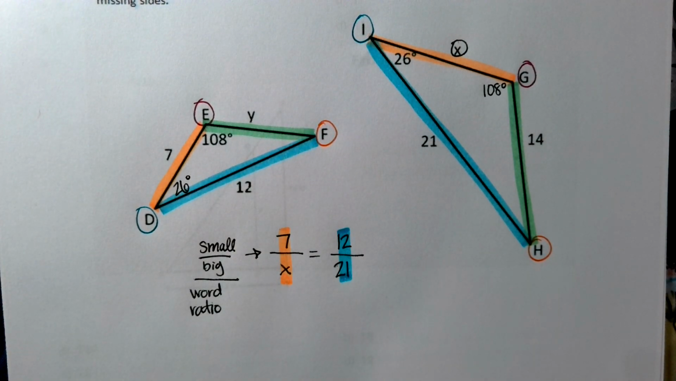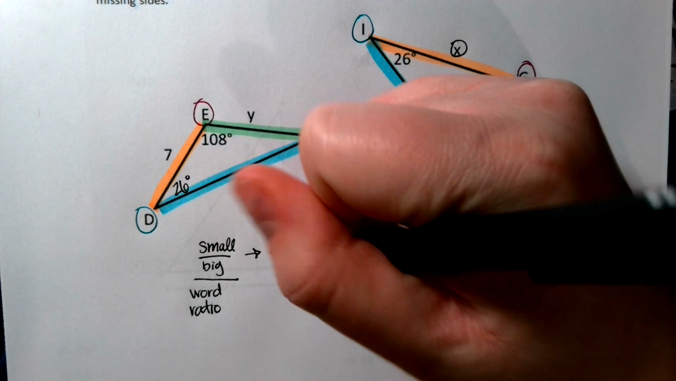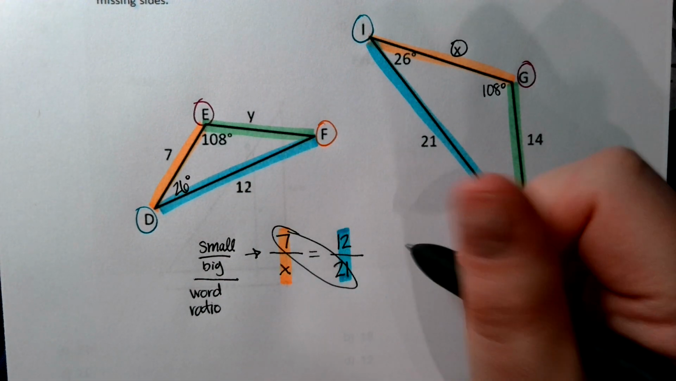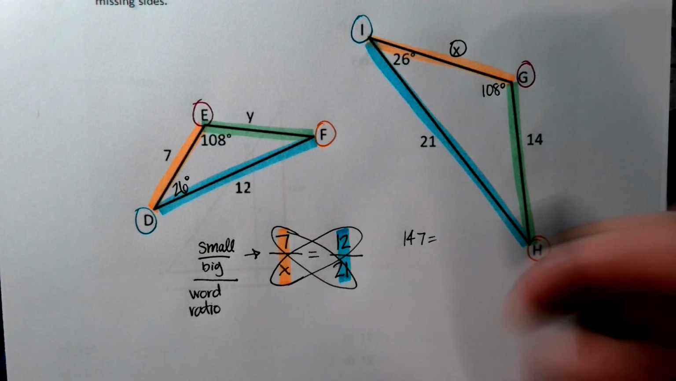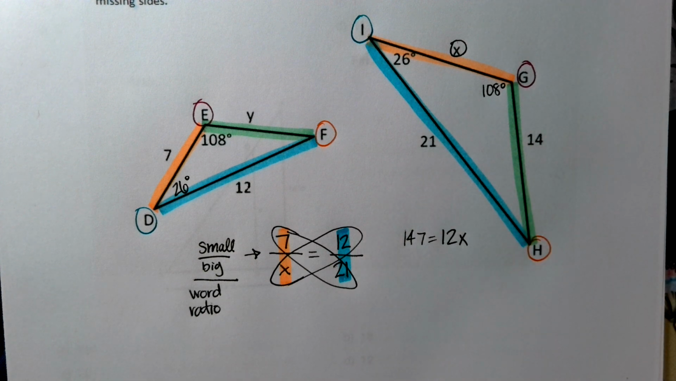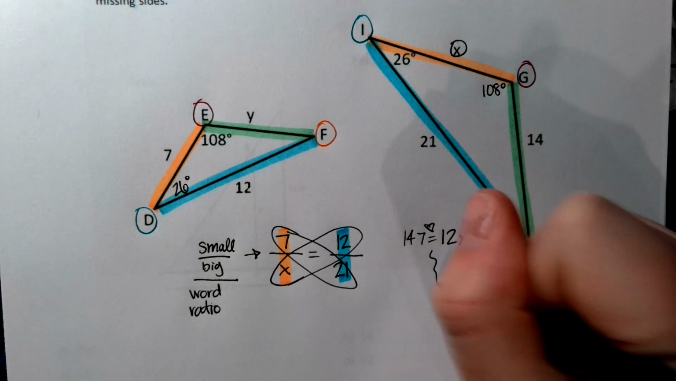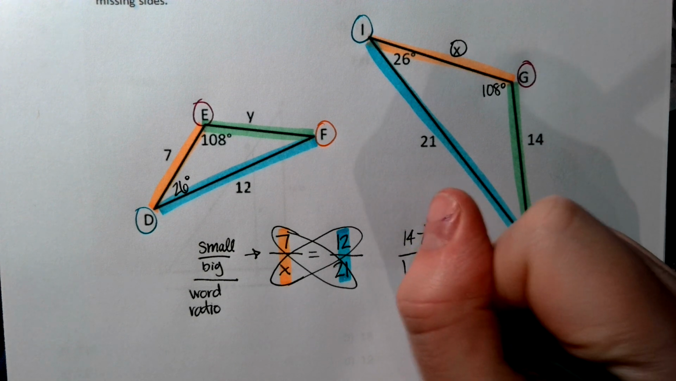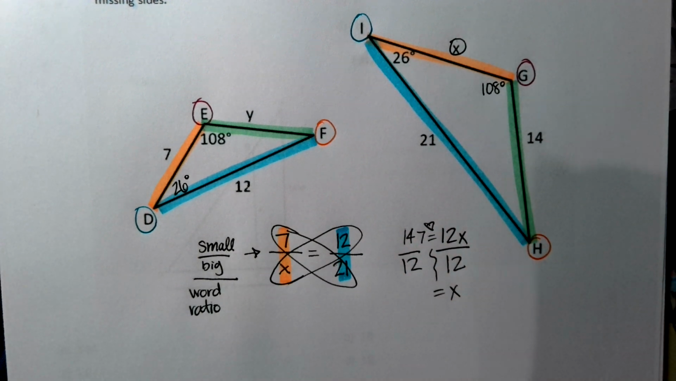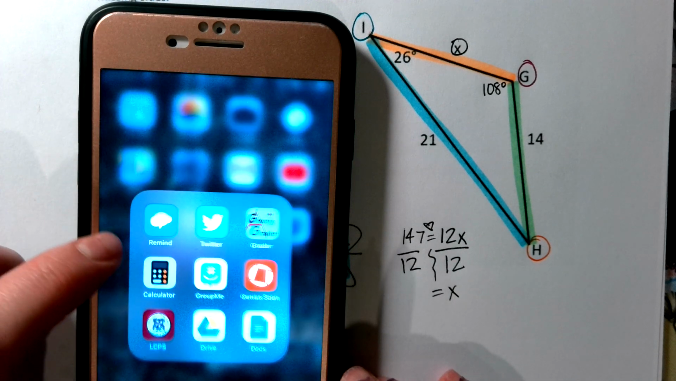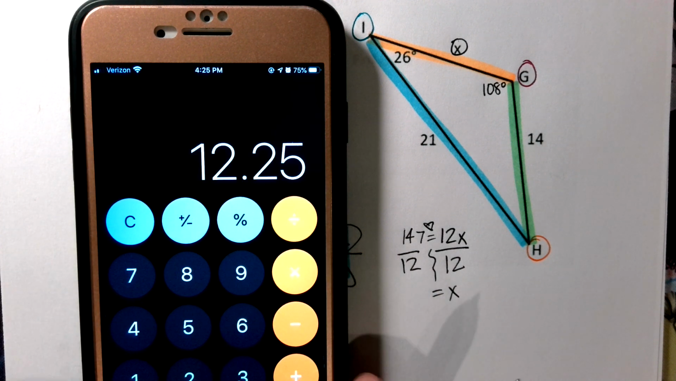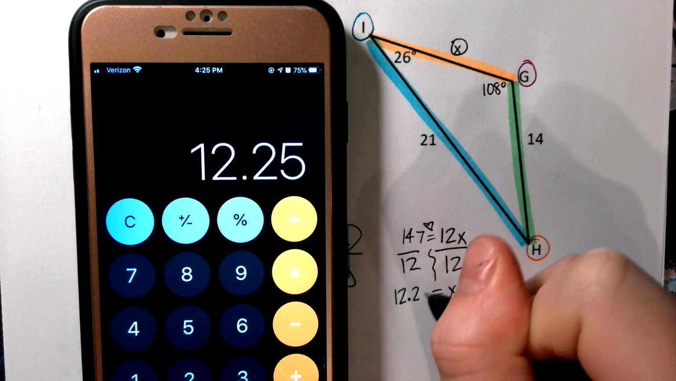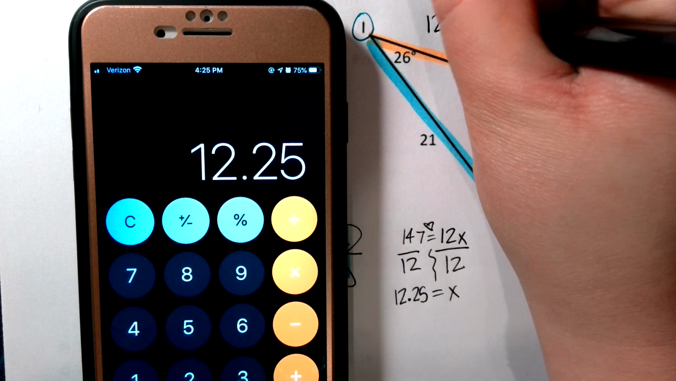Now we want to cross multiply and divide. 7 times 21 is 147. X times 12 is 12x. Then we need to do our river of love. Divide both sides by 12. You can use your calculator. 147 divided by 12 is going to give me 12.25 for that missing side length X.